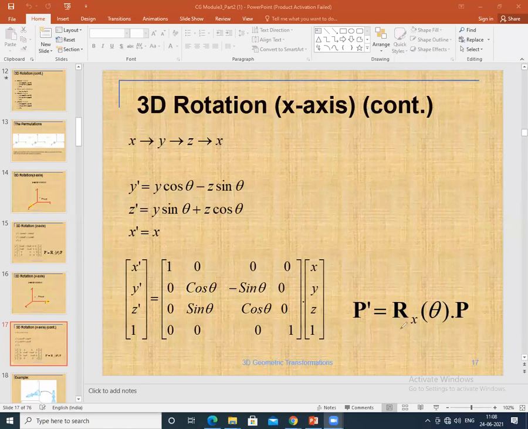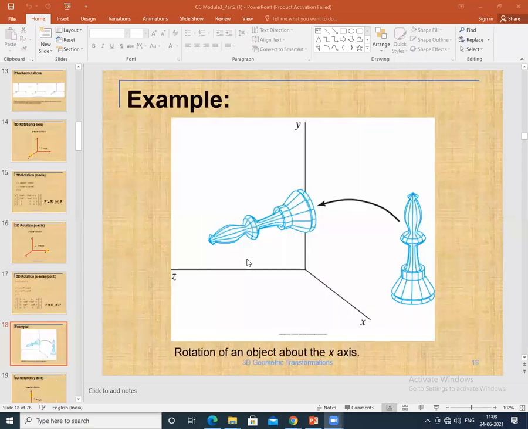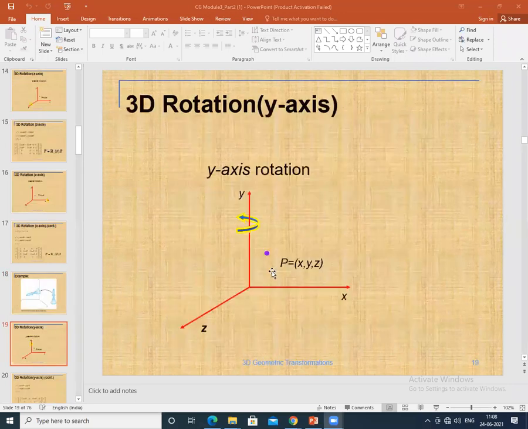This is rotation along the x-axis. Similarly, if I tell you to write the rotation along the y-axis, this is diagrammatically being shown, rotation of an object along the x-axis. Now coming to the y-axis rotation finally. Again the direction of the rotation is anti-clockwise, taking into consideration positive. It is not reversed rotation, it is positive, right?